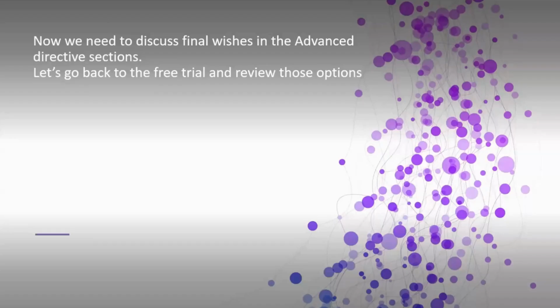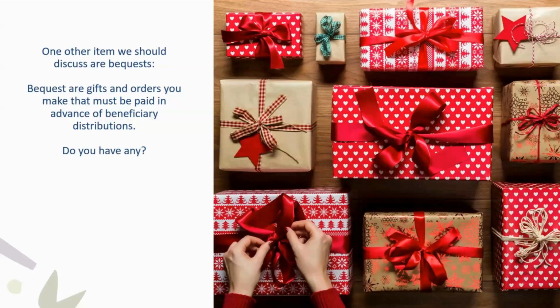But anyway, now we need to discuss final wishes in the advanced care sections. Let's go back to the free trial and review those options. Did you see those buttons down there at the bottom that talk about the advanced directives? You want to talk about those? And they'll say, yeah, and they'll start typing, they'll start answering the questions. And you know what? I've almost got the whole thing filled out. Almost. But we need to talk about bequests.